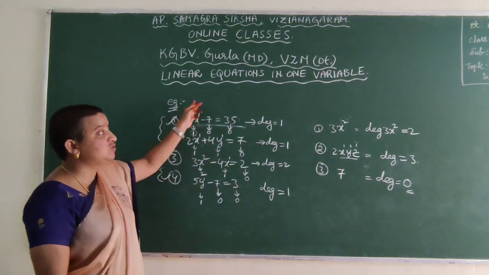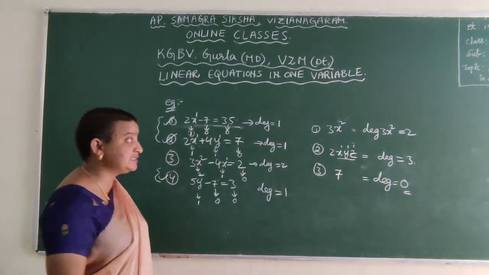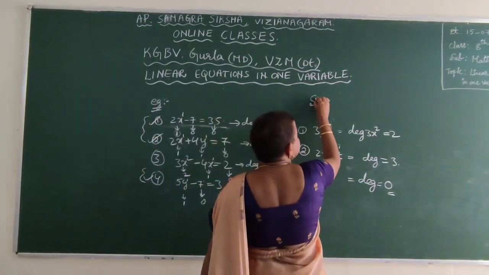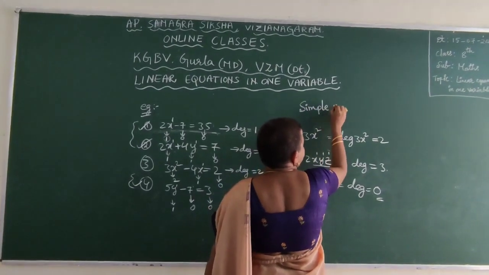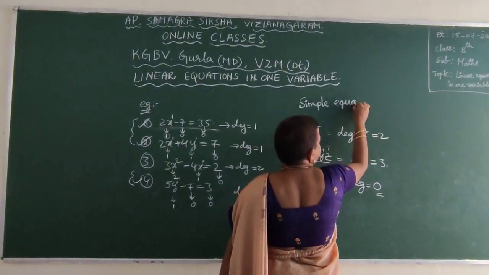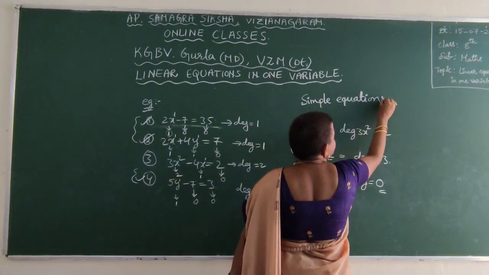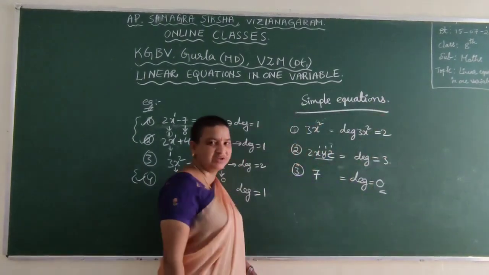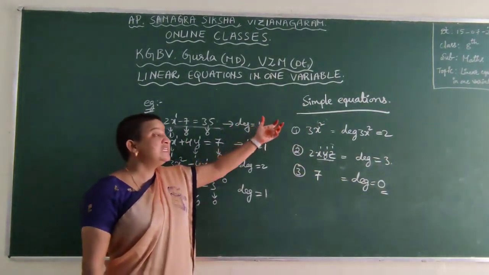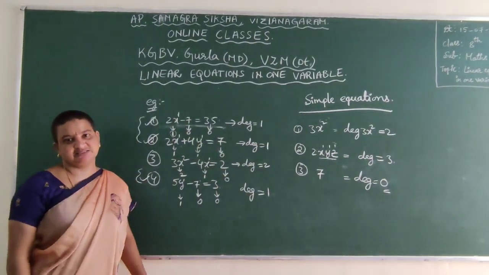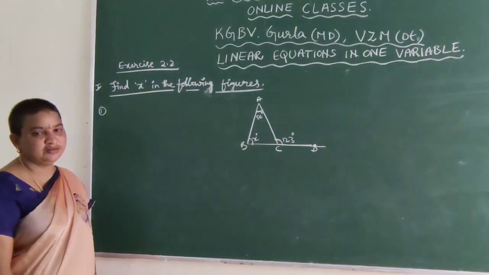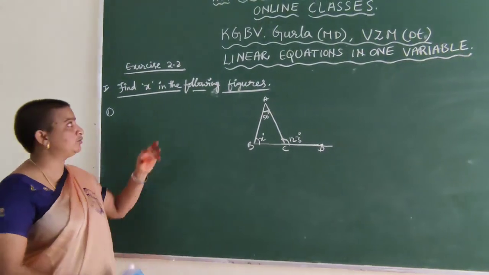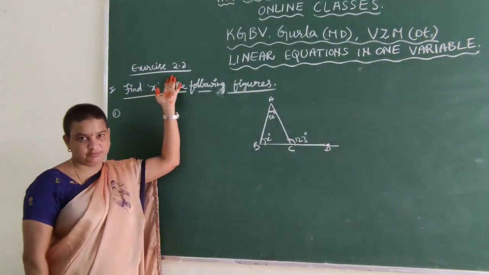Okay, a linear equation in one variable is also known as a simple equation. These equations are known as simple equations because they are very simple to solve. That's why we call them simple equations. Okay, children, now we have to start the exercise 2.2 problems.